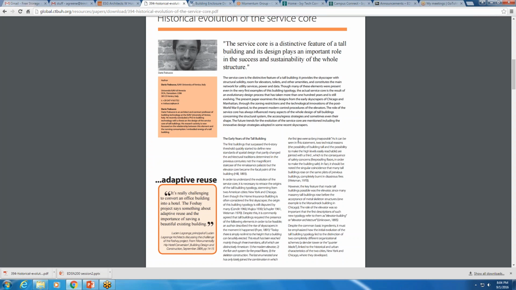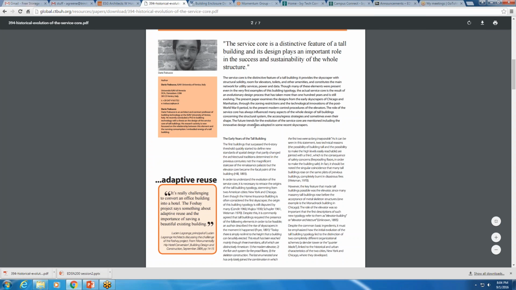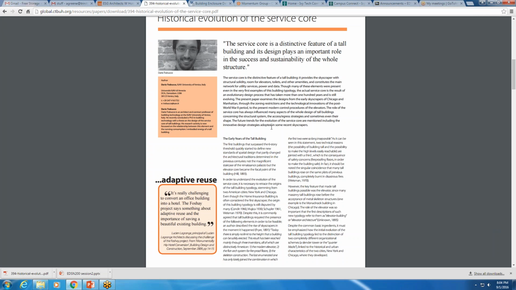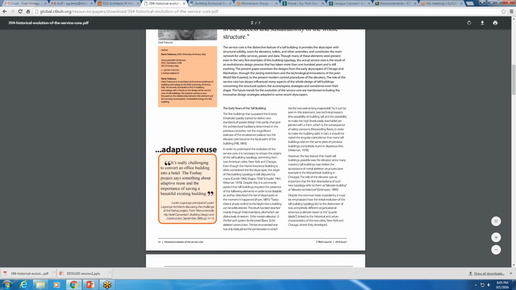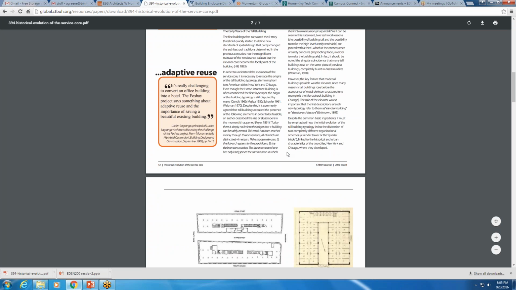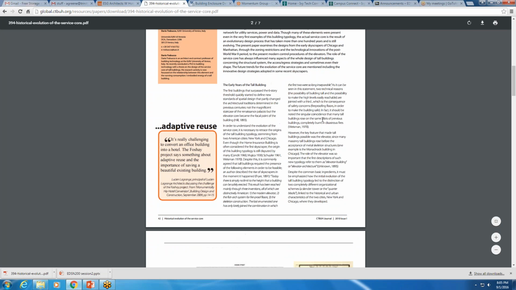So this will be the most interesting part of the article. I'm going to probably read the first pieces of it, skip the middle pieces, and then get to the innovative design strategies adopted in some recent skyscrapers, and even show you a physical example with the Fauché, which he talks about here. It's a building in Minneapolis, Minnesota. So I'm going to pick out some pieces.